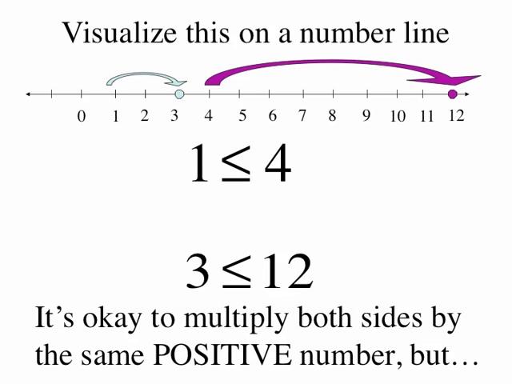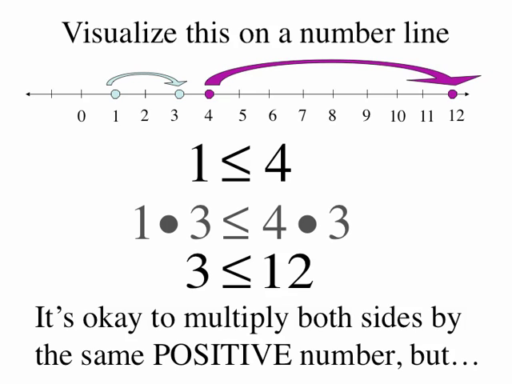So let's take a look on a number line at what happens when we multiply both sides of an inequality by a number. What's shown on the number line above is I start with an inequality. 1 is less than or equal to 4. Those are the two initial dots there. You'll see a blue dot over the number 1 and a purple dot over the number 4. And 1 is indeed less than 4.